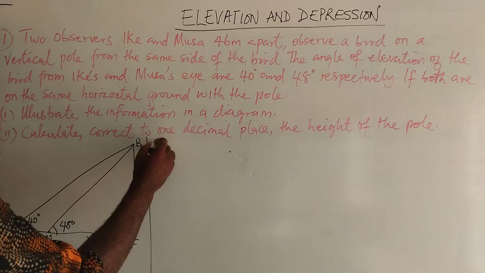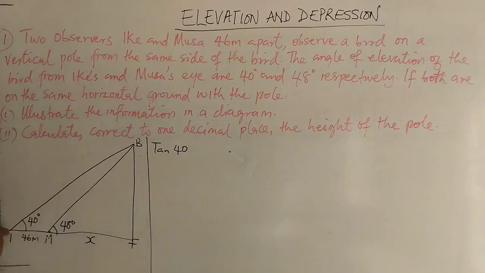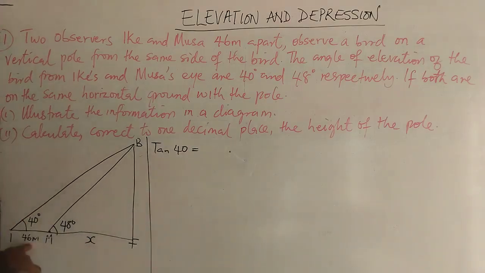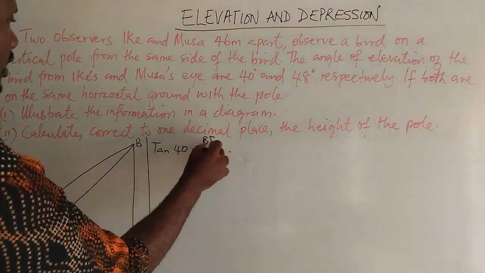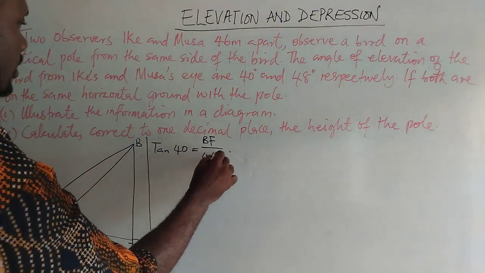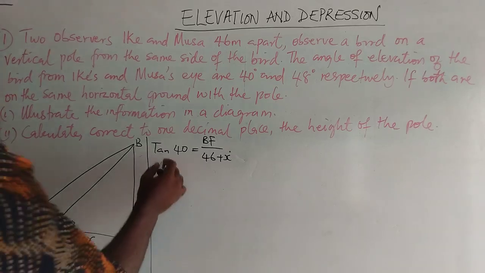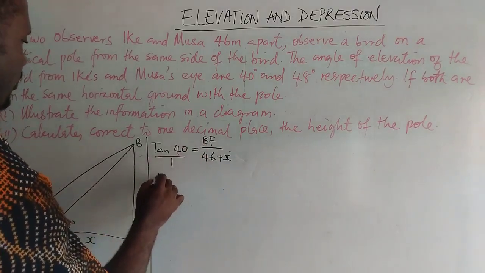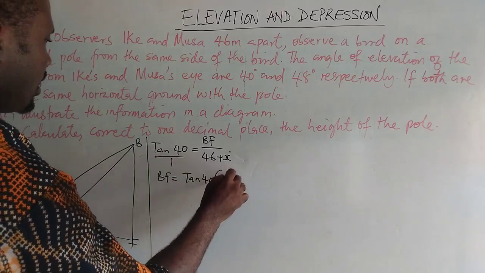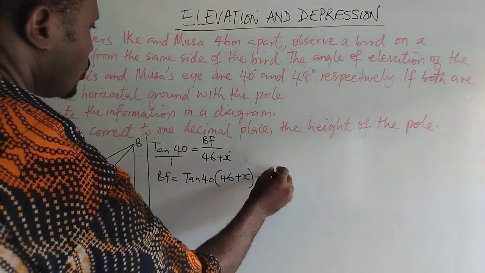So we are going to use tan. Tan 40, considering the BIF, is equal to opposite, which is BF, over adjacent, which is 46 plus x. 46 plus x, that's the distance from I to F. Then, if you cross multiply, you will have BF equals tan 40 multiplying 46 plus x. We'll call this equation 1.